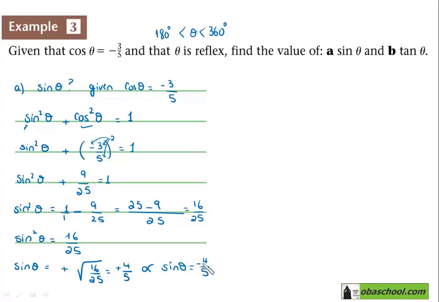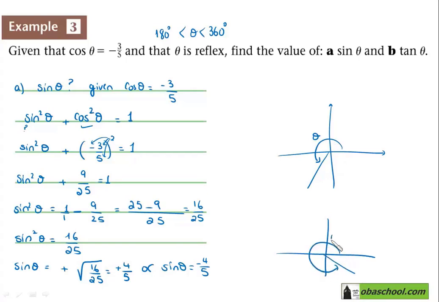Thus, we need to remember the shape of the quadrants. We know that the theta is reflexive. So theta could be in the third quadrant. All of this is theta. Or it could be in the fourth quadrant. That means all of this. In the two cases, theta is between 180 and 360 degrees.